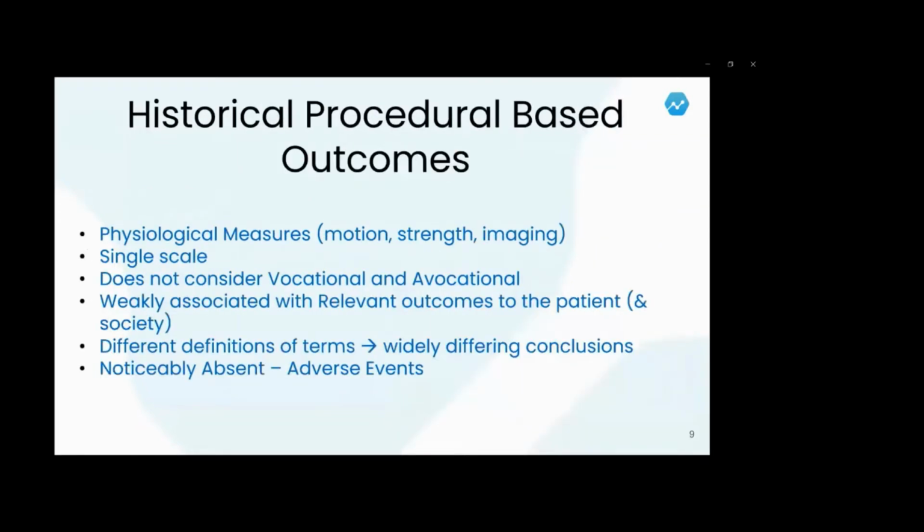So historically, looking at measures that we used to evaluate people in research, we looked at motion, strength, imaging, sometimes a single scale. But was that really relatable to the patient? We didn't consider their work, their hobbies. Those were weakly associated with relevant outcomes to the patient, and for that matter, society. There were varying and multiple different conclusions. Why? Because everybody had a different definition.